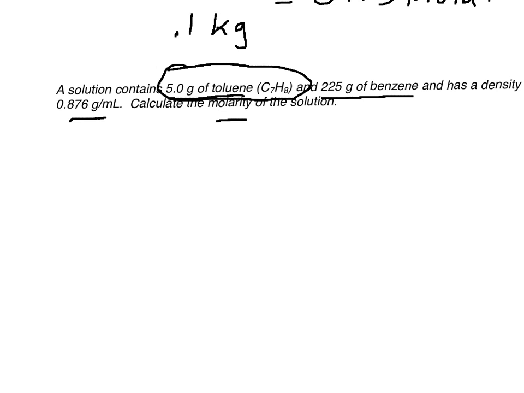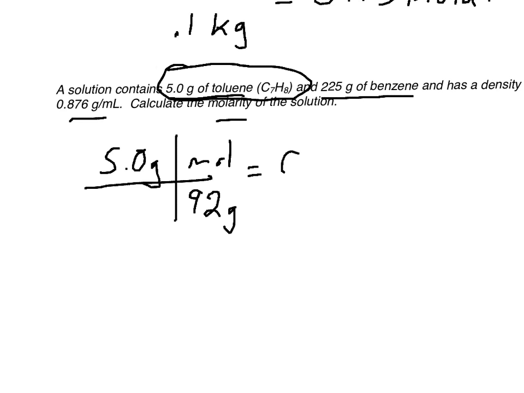So to find our molarity, we're going to take moles of solute. That means moles of toluene. So we're going to turn grams into moles for toluene here. Molar mass of toluene is 92 grams per mole. This is going to be 0.0543 moles of toluene. We need to divide this by liters of our solution.